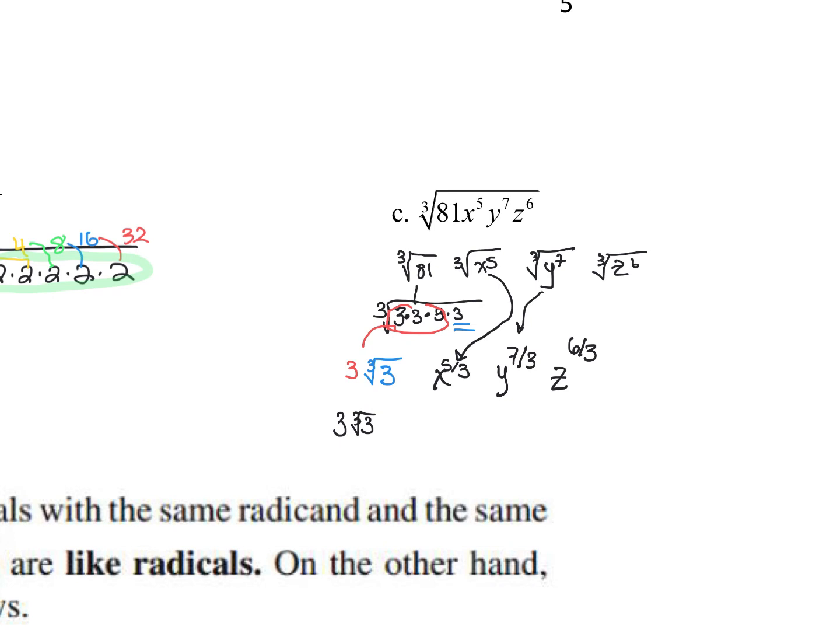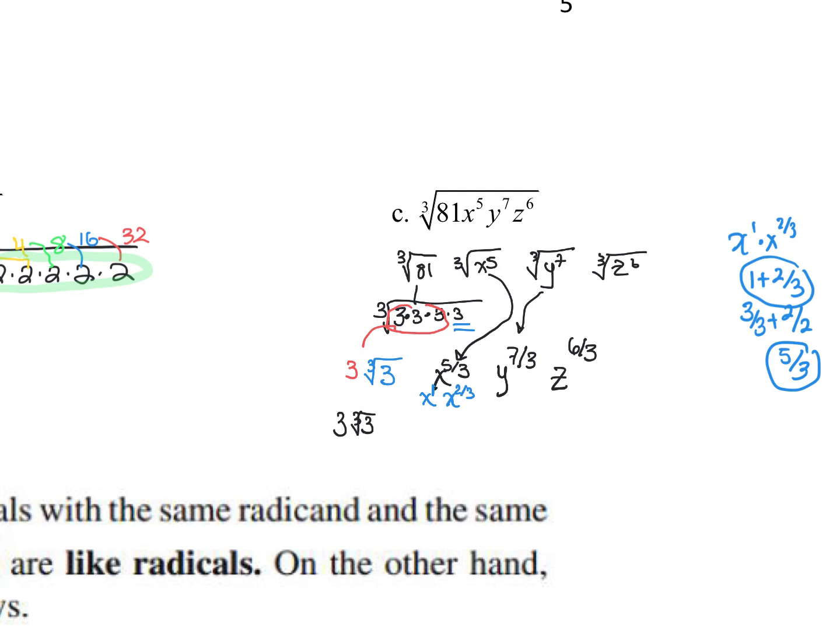3 goes into 5 one time, so I have x to the 1st, and then 2 left over, so x to the 2 thirds. We add those powers, so if I add x to the 1st times x to the 2 thirds, you add 1 plus 2 thirds. 1 you can write as 3 over 3. 3 over 3 plus 2 over 3 is 5 over 3. So all I've done is rewrite that. This is called an improper fraction, and I've written it as a mixed number.